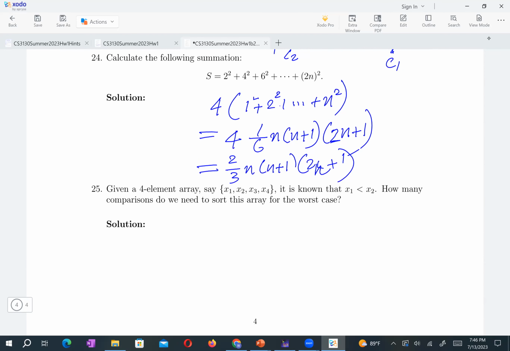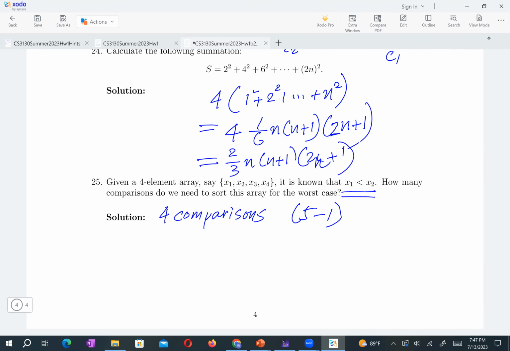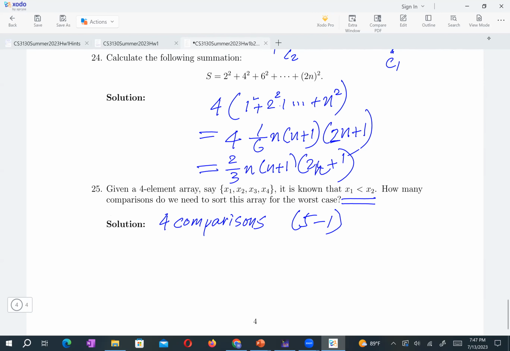The last one, the answer is 4 comparisons. But you need to tell me how to use 4 comparisons. Remember our lower bound of sorting formula, 5 minus 1. The lower bound gives us 5 comparisons, but you're already given the first comparison result, so it's 1 fewer. Let me show you how to use 4 comparisons to find a solution.